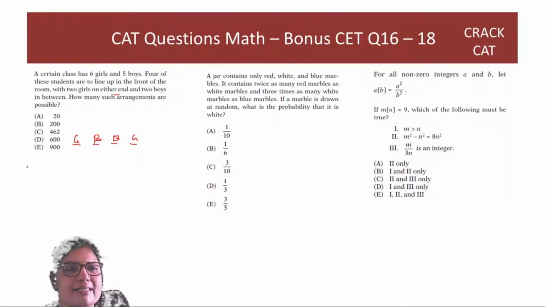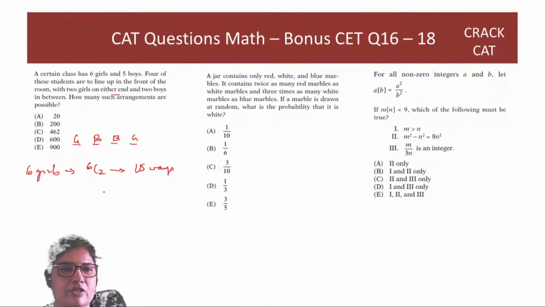So out of the 6 girls, I first need to select 2 girls that will come here. That can be selected in 6C2 ways, which is 15 ways. Then I will arrange them in either end. That they can be arranged in 2 ways. So girls can be arranged in 30 ways. The answer has to be a multiple of 30.